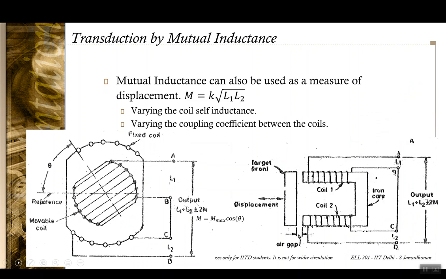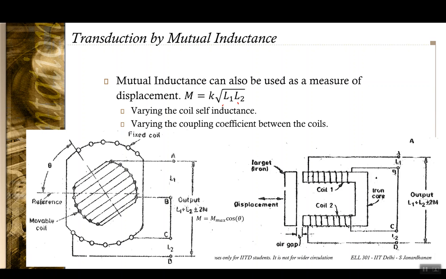Similar to the case of the self-inductance, you can also have the displacement measurement using mutual inductance. As a refresher, we know that mutual inductance is K times square root of L1 times L2, where K is the coupling coefficient. L1 and L2 are the self-inductances of the two coils between which you want to measure the mutual inductance. The change of mutual inductance can be brought by changing the self-inductance of either of the coils or by changing the coupling coefficient.